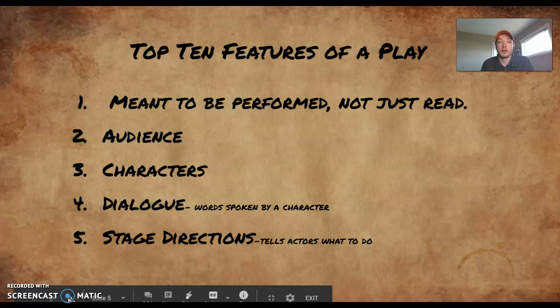Number three is characters. Number four is dialogue. And number five is stage directions. Shakespeare doesn't use many stage directions. In fact, he uses almost no stage directions, because what we're supposed to do is infer the directions from the dialogue, which will make sense as we go. I'll point some of that out as best I can through distance learning as we go along.